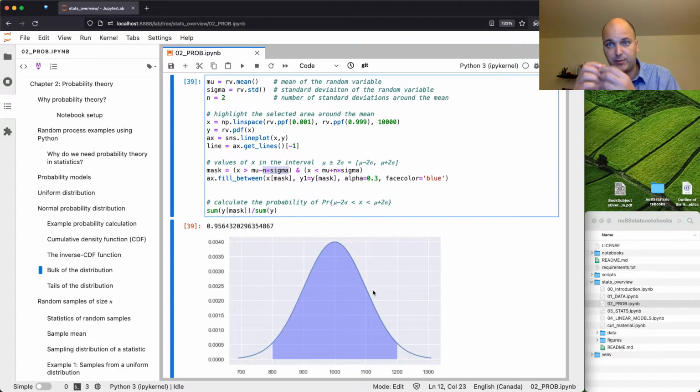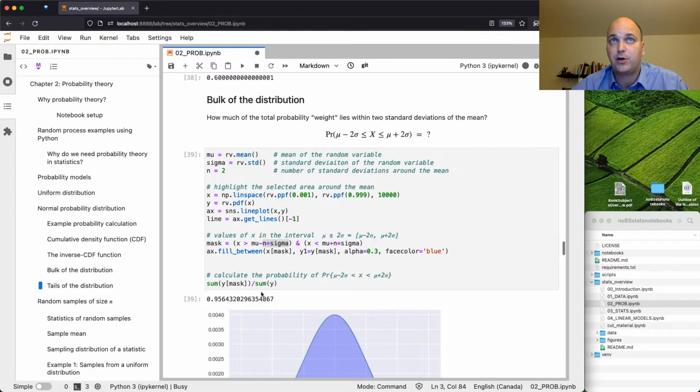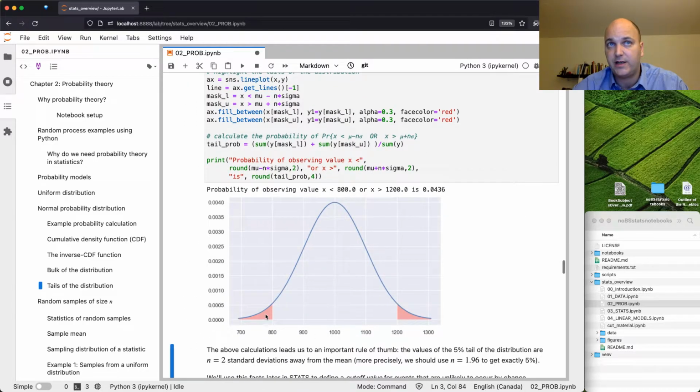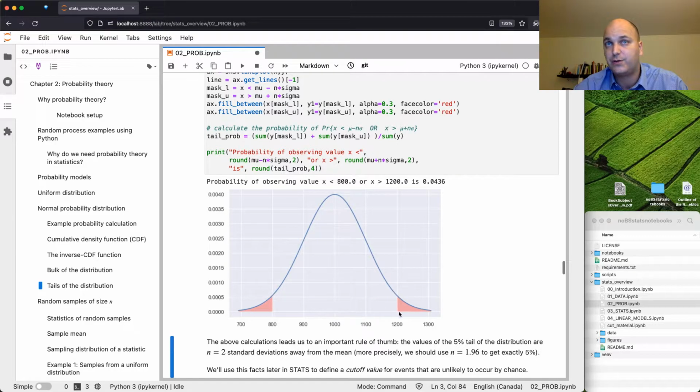The numbers will be different, but if you go 2 standard deviations away from the mean, on both sides, that region is 95% of the weight. And the tails of the distribution describe the complement of this. So you see what remains here and here, shaded in red, right? So if we go more than 2 standard deviations away from the mean, the sum of this density, this probability, the total red is 0.043.